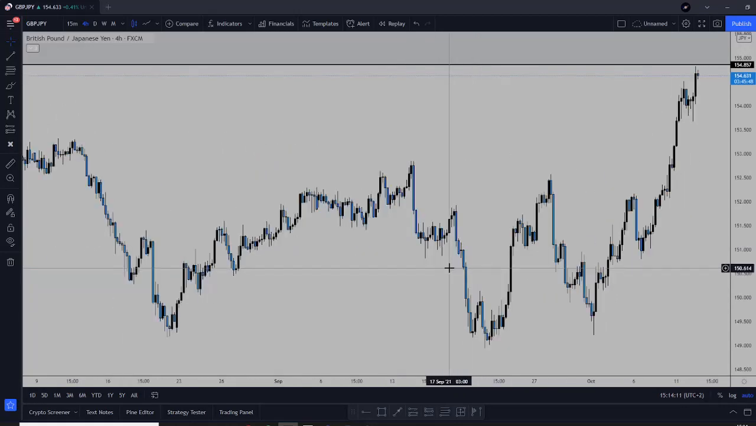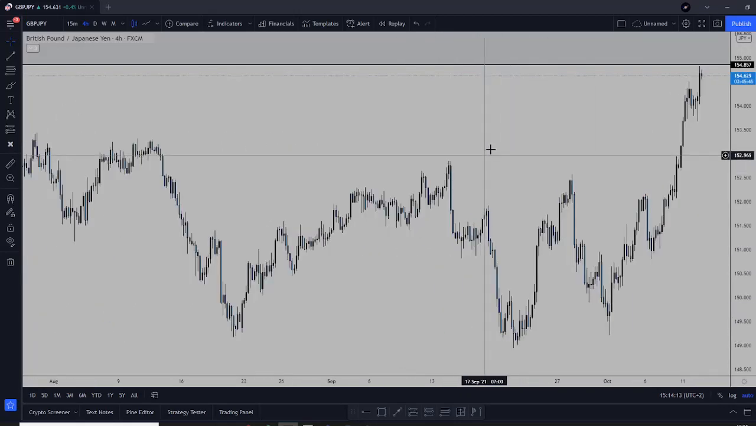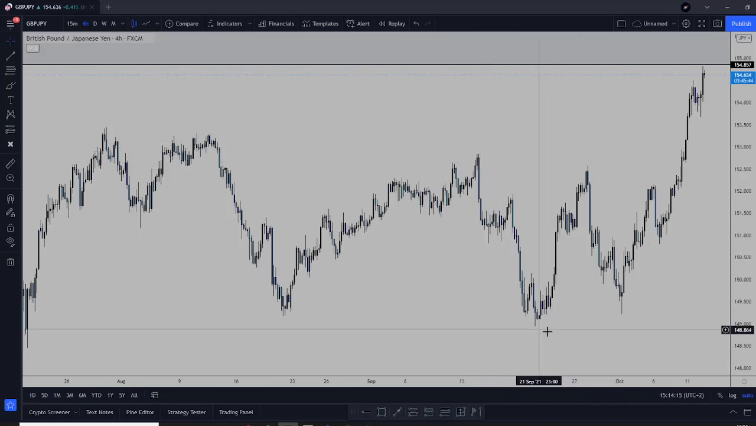What you have to understand is that above each high and below each low, there is liquidity. And the more consolidation and ranging you see, the more liquidity builds up on both sides.